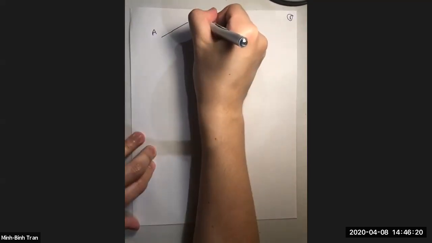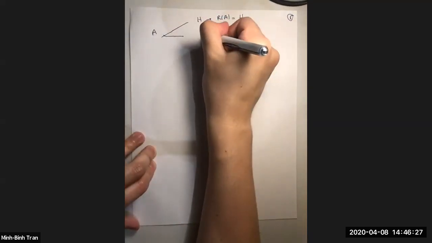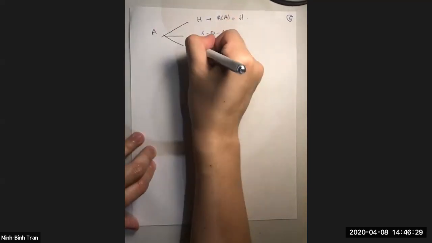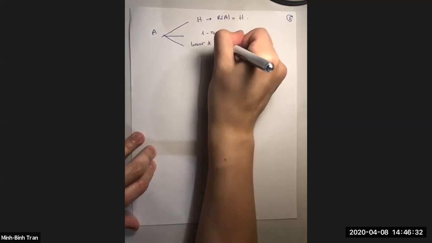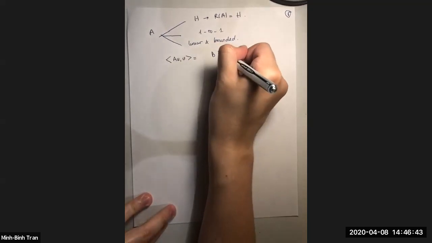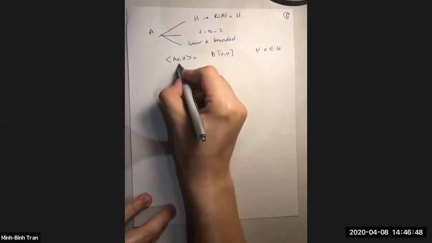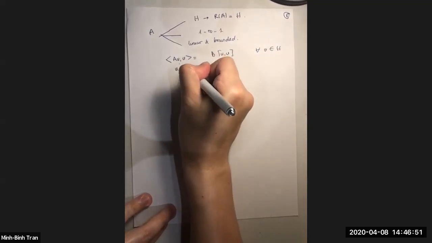A is from H to the range of A, but this is H, right? A is 1 to 1, and this is linear and bounded. So A is a very powerful operator, right? And then the definition of A is what? The definition is A of uv will be B of uv for all of the v in H, and because this is defined for all of the u in H, right?